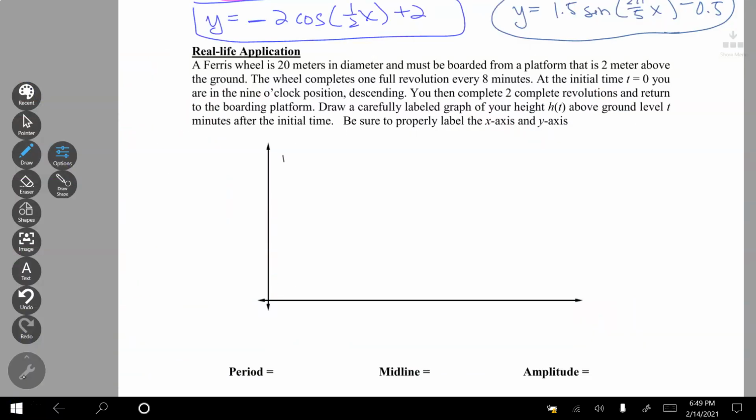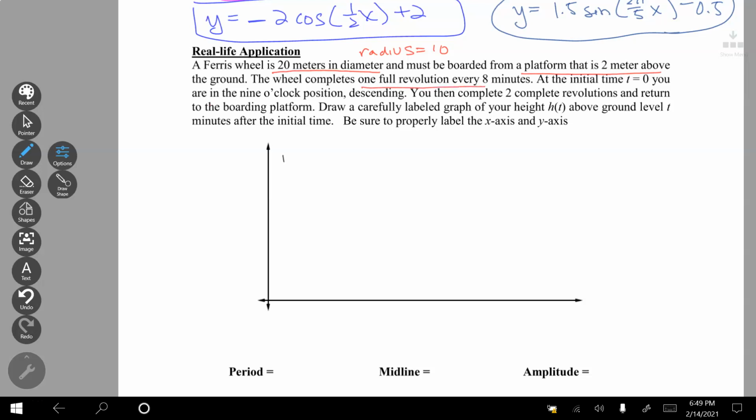Well, let's put a nice bow on it. Let's do the Ferris wheel problem, where we draw the graph of the Ferris wheel and then figure out the equation for this Ferris wheel. So I know it's 20 meters in diameter, which means my radius is equal to 10. That's important. The platform is 2 meters above the ground. That means the minimum is 2.